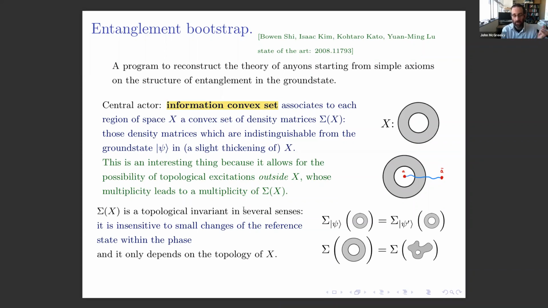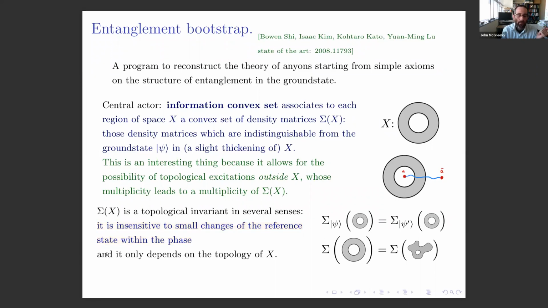in two important senses. So first of all, all of this work that these folks have done has gone towards proving these statements. It's insensitive to small changes of the reference state, this ground state, if we stay within the phase. That is, really this information convex set comes with a label, which is a reference state, which I'm going to suppress everywhere. But here I won't. So it's independent of changes of that reference state within the phase.